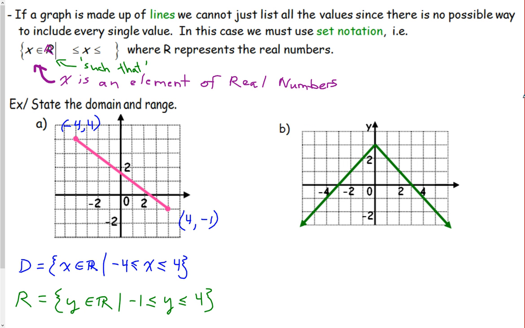Okay, let's try another one. Here we go. So this one does have arrows. They're headed downwards, meaning it's going to keep going like this either direction.